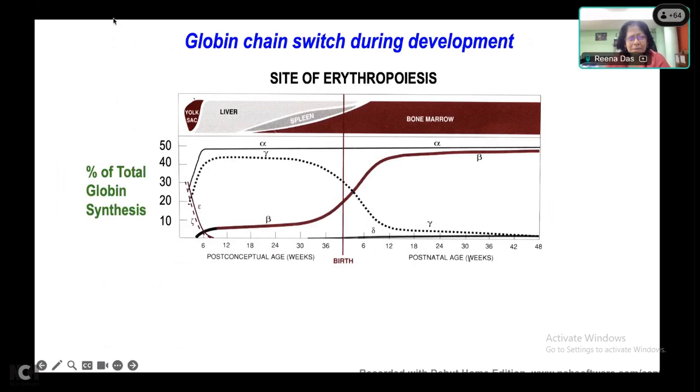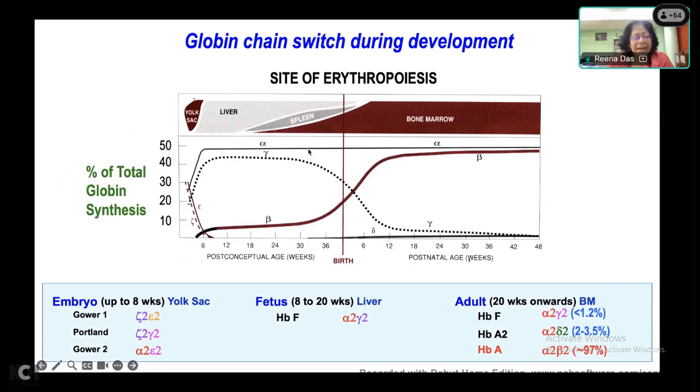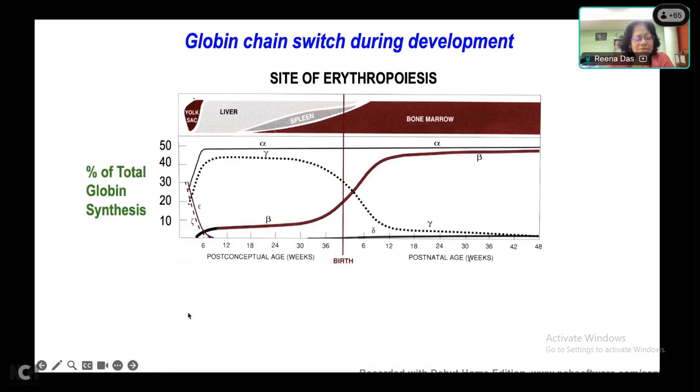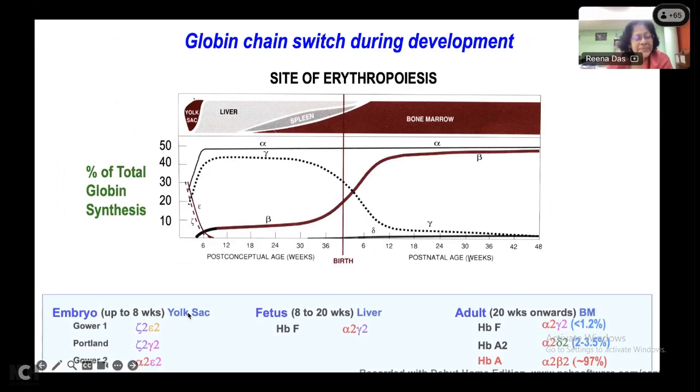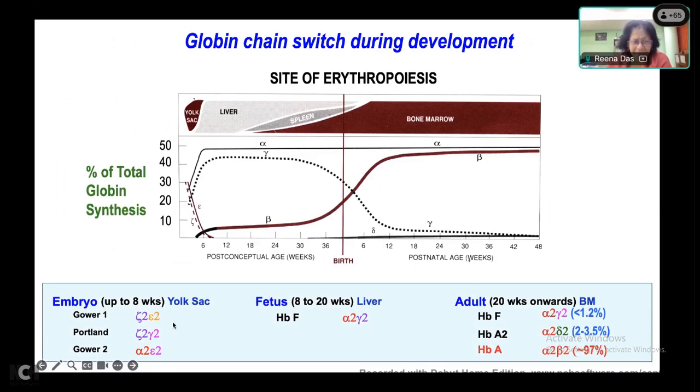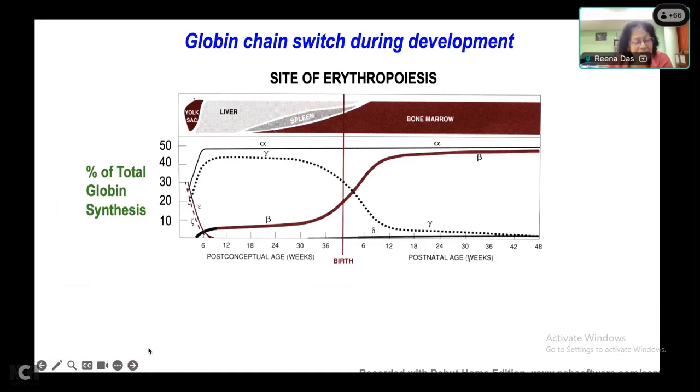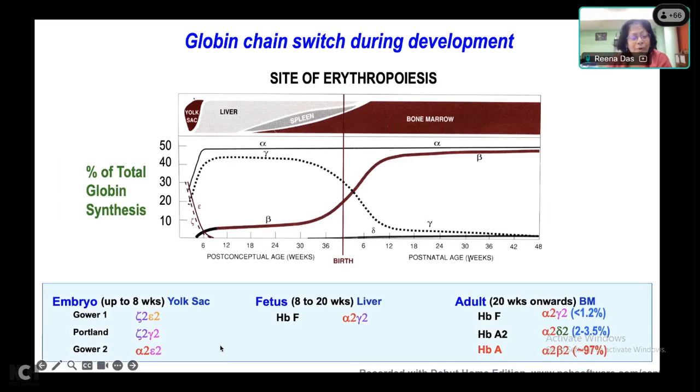Now, during the embryonic stage, you find that the hemoglobins which are produced are actually the Gower 1 to start with, which has two zeta chains and two epsilon chains. Then you have the Portland, which has two zeta chains and two gamma chains. And then you have Gower 2, which has two alpha chains. So you can see that when the Gower is getting formed, you have the alpha chains which are getting produced. So if you look at this diagram, you will find that the alpha chain production starts quite early and it is kind of sustained.